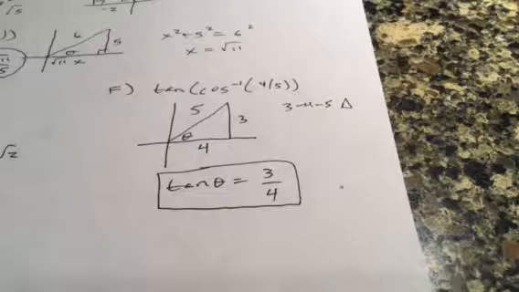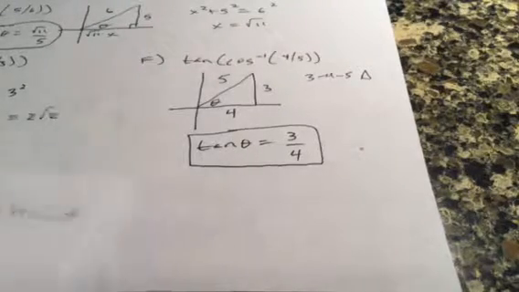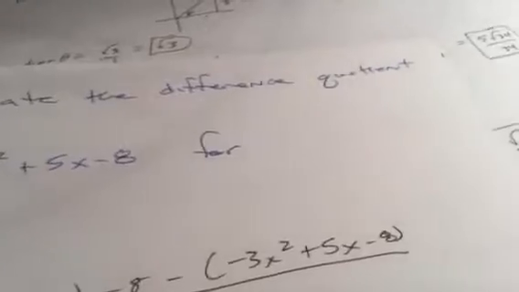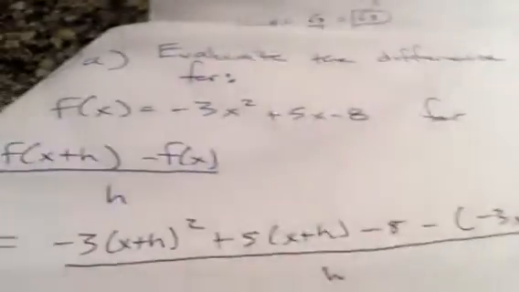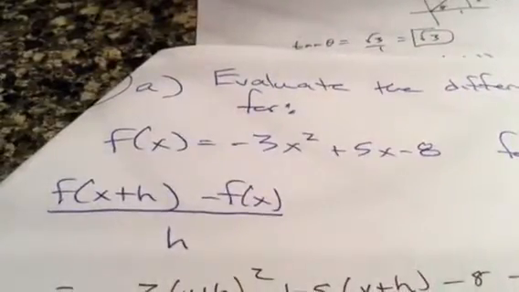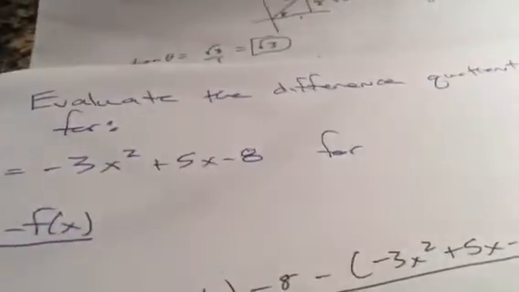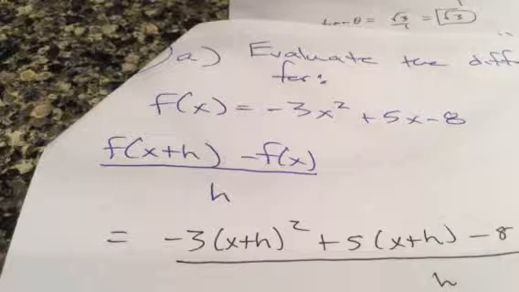All right, then you had 2 more that I told you to add as like a question 8. One of these, I promise, is on your quiz. So evaluate the difference quotient. Again, you might want to add this one in and practice it again. Evaluate the difference quotient for f of x equals negative 3x squared plus 5x minus 8, for f of x plus h minus f of x, divided by h. So I would practice that.